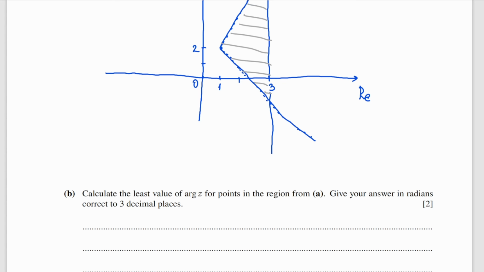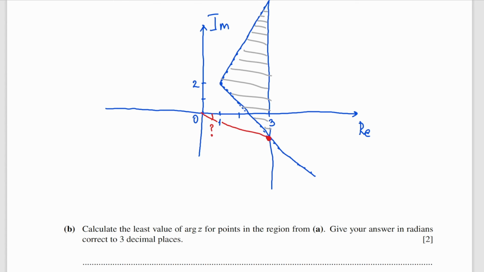Next question: calculate the least value of argument z for points in the region from question A. So the point with the least argument is going to be right here. That means we're looking for this angle. Now, how can we possibly find this angle? I want to focus on the two triangles. The red one, and the second triangle is going to be green.